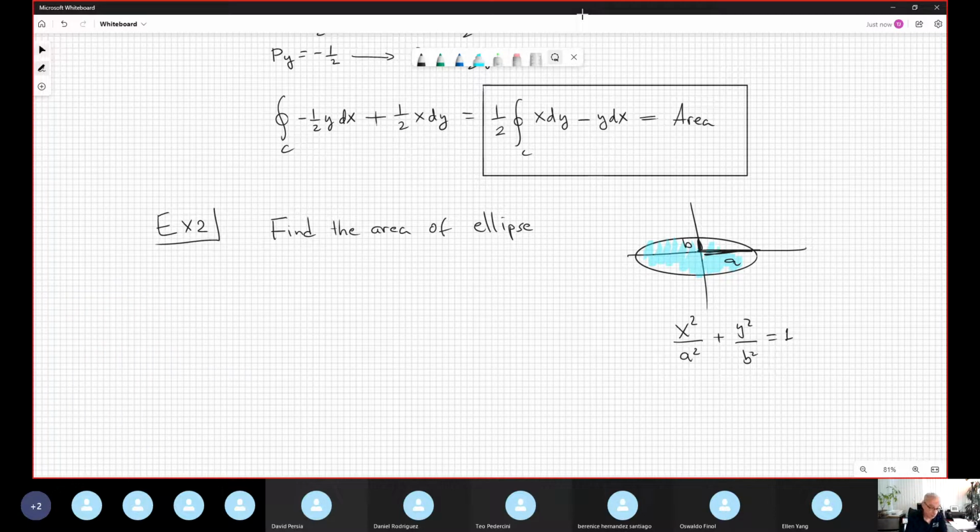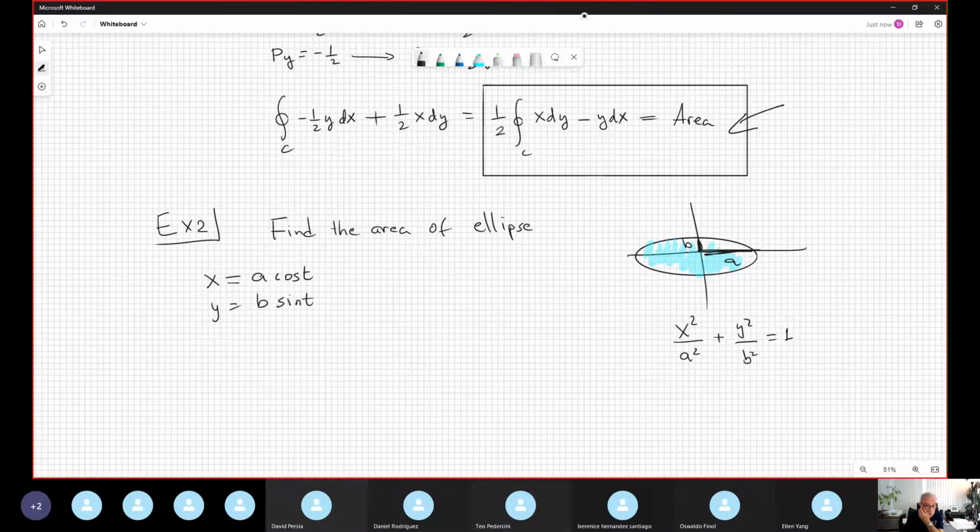Okay, no problem, I understand. So now I use my famous formula. But remember, to compute any line integral, you need the parametrization of the curve. The parametrization is super easy because, for example, x is equal to a cosine t, and y is b sine t.